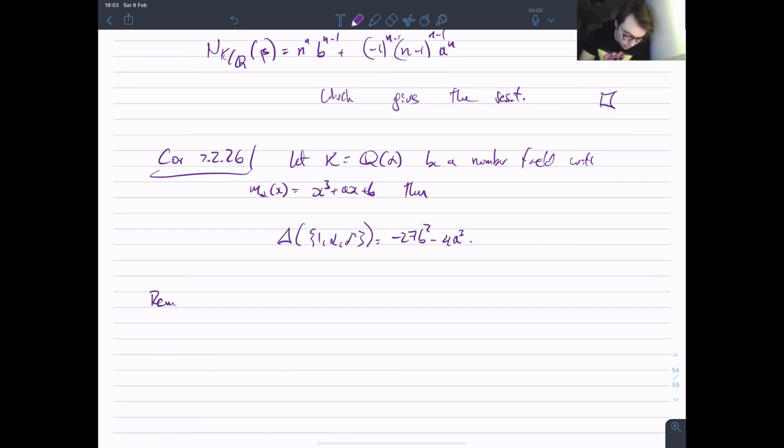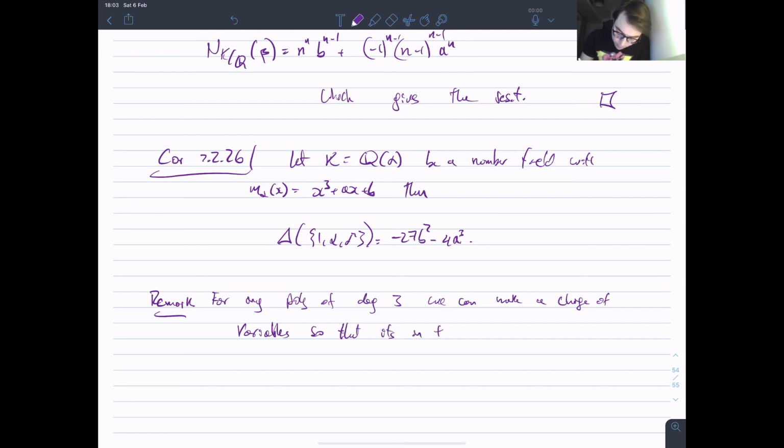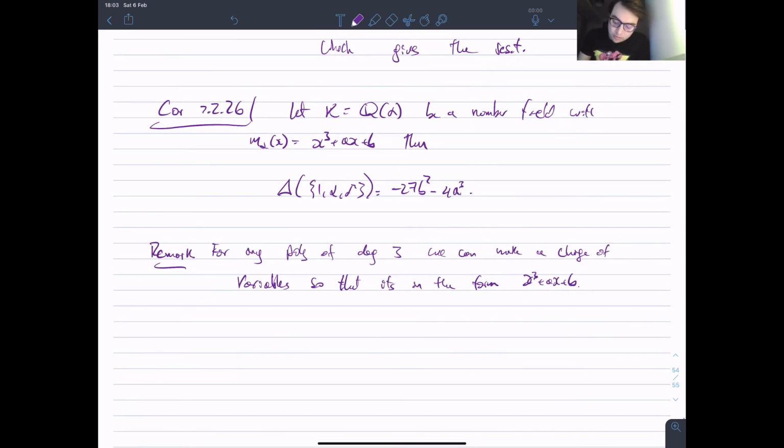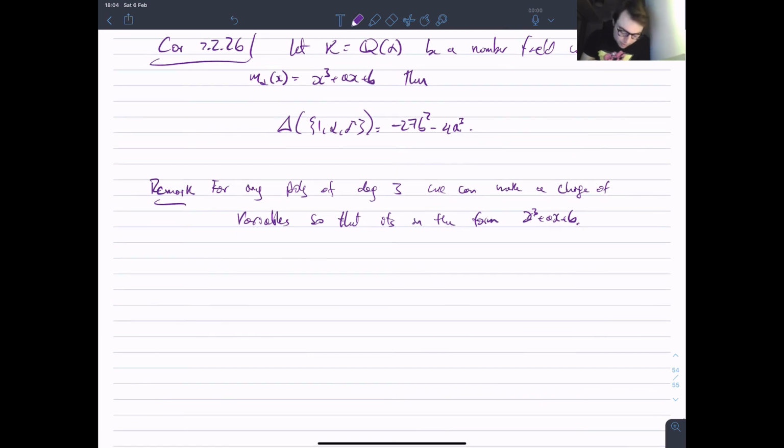So let me just make a remark. Well, this is in the notes. For any polynomial of degree 3, we can make a change of variables so that it's in the form x cubed plus ax plus b. If you have a look in the notes, you'll see exactly what the change of variables that you need to do is. But let's do an example of how this corollary of this theorem works.